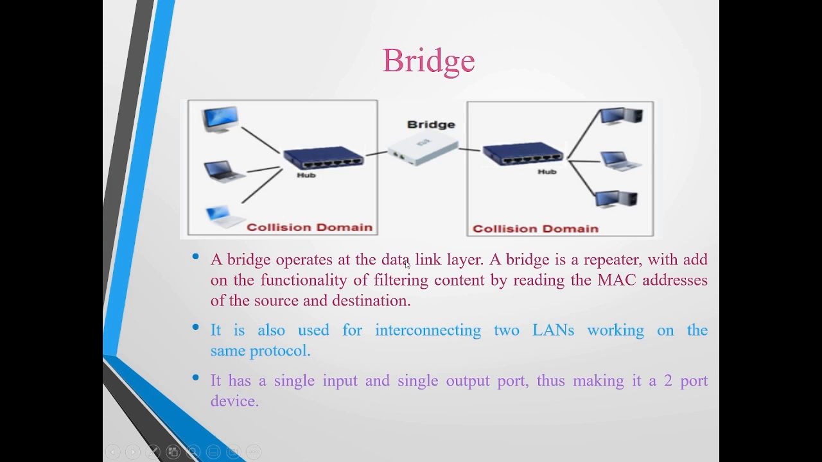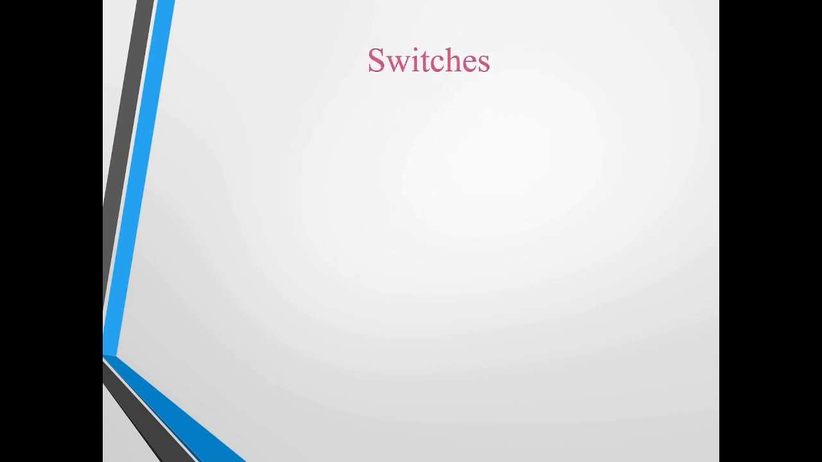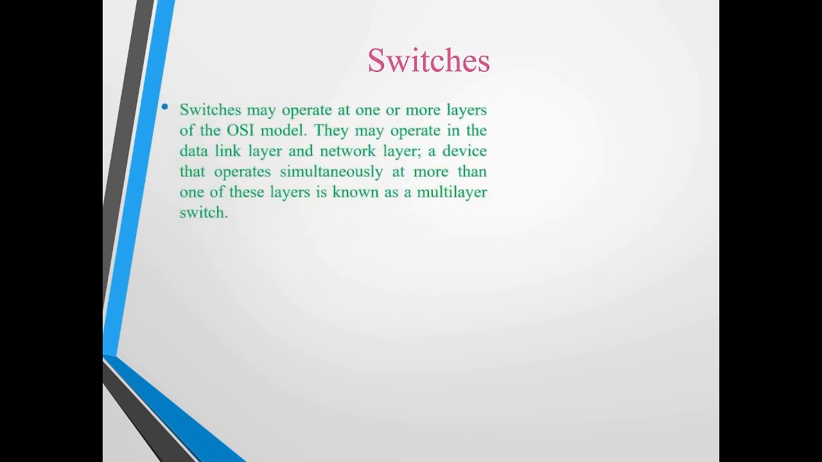So that means obviously we need some other device so that intelligently the data packets could be sent only to the correct IP address, right? So that means in case of bridge as well, we are having some disadvantages, right? So after that, the next networking device was introduced, that is known as switches. Okay, so now what do you mean by switches?